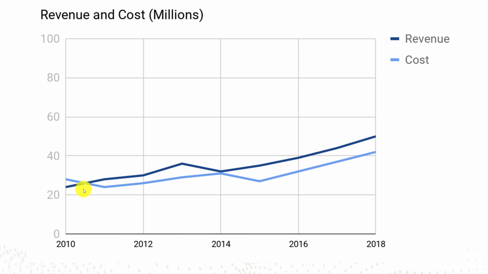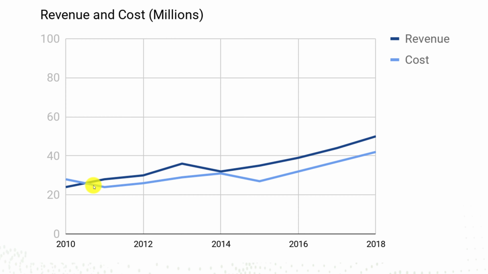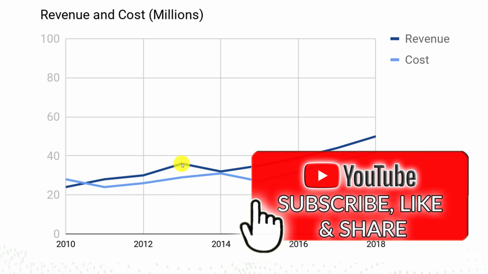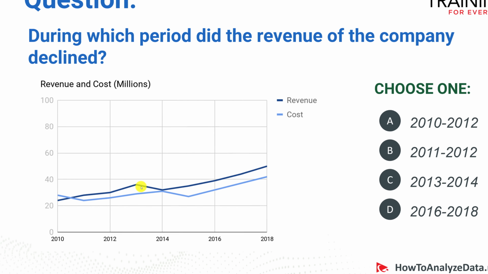Let's start by looking at the chart. Chart has 2 lines. One line is dark blue and another line is light blue. Dark blue line represents revenue and light blue line represents the cost. For the revenue, it almost always goes up, with the exception of the period between 2013 to 2014, which is represented right here on the graph.